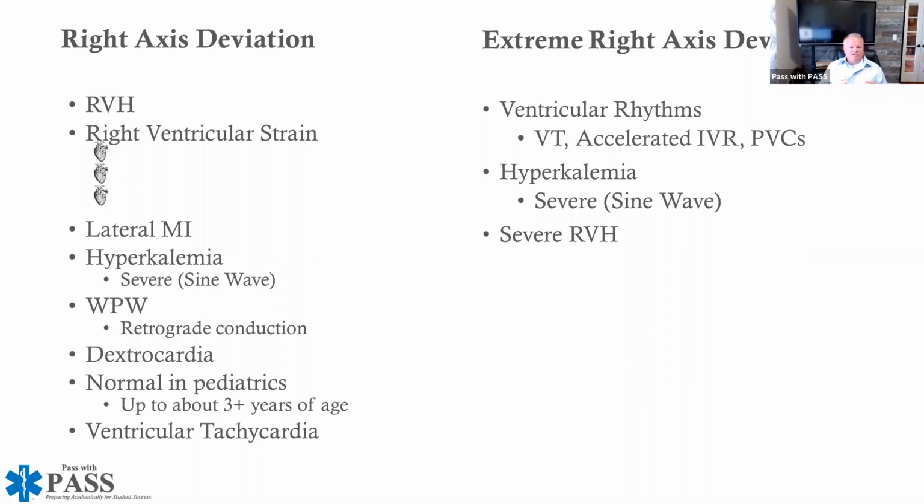And then if we look at extreme right axis deviation, we have ventricular rhythms, accelerated idioventricular rhythms, PVCs, hyperkalemia again, and severe RVH. So right ventricular strain, I want to come back to this, and then I'm going to challenge you guys on something. Right ventricular strain could be COPD or emphysema. It could be a pulmonary embolus, or it could be pulmonary hypertension.